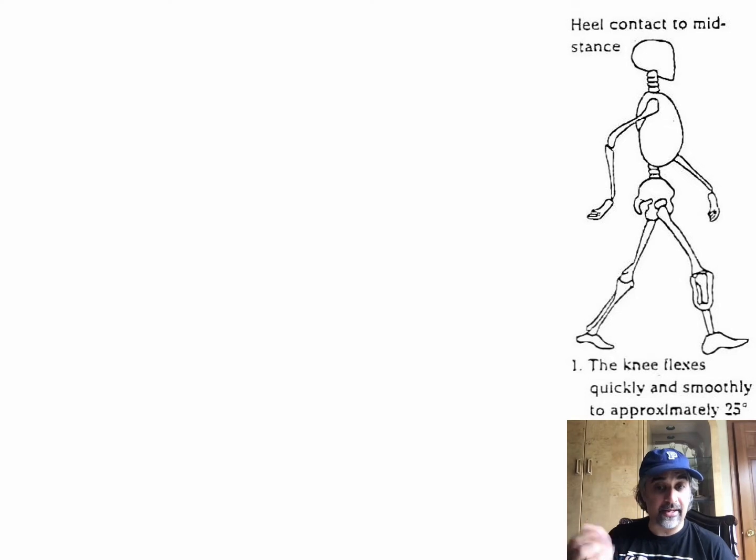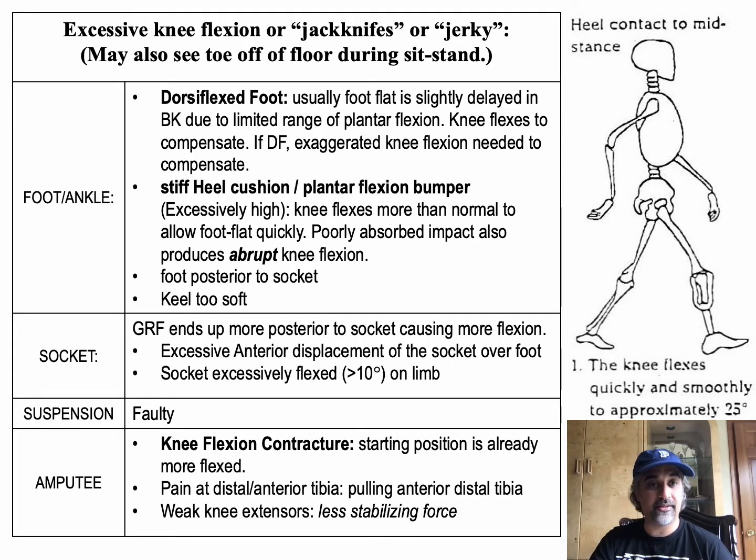So if you followed that last slide, then this table should make it seem like I've just basically repeated everything. So at the foot ankle, if you have a dorsiflexed foot, that's going to cause instability or excessive knee flexion. If you have a stiff heel cushion, plantar flexion bumper, if it's too stiff, it will cause excess dorsiflexion, and that will cause knee flexion. And again, the foot location we talked about.